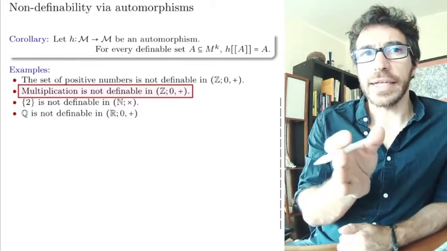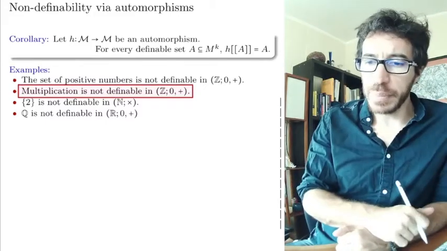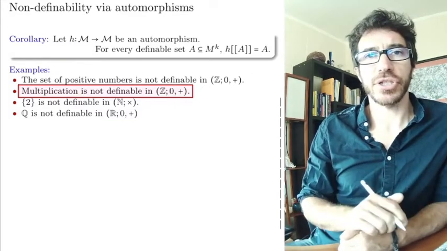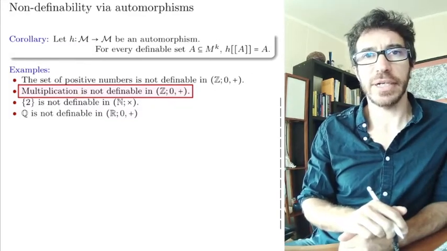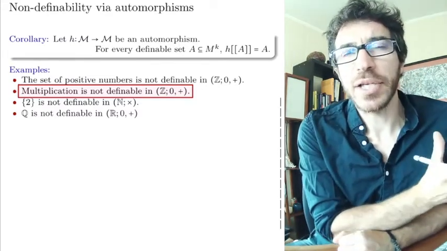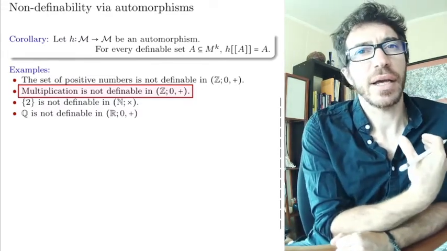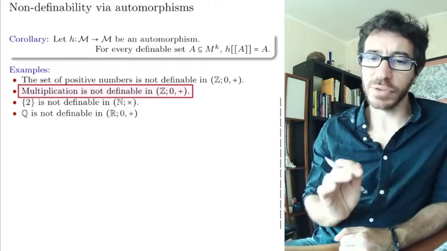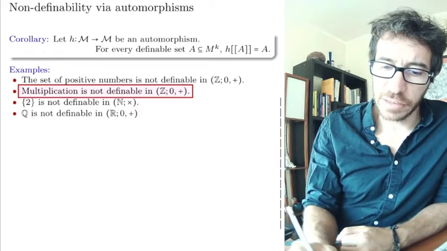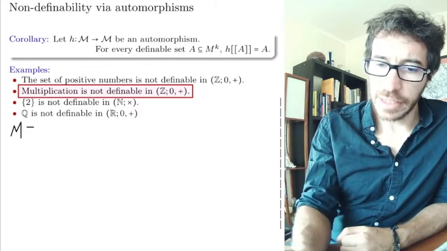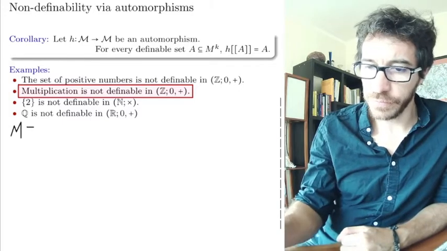How do we show that? Well, if you want to apply the corollary, we need to find an automorphism of the integers which doesn't preserve multiplication. First of all, let's take a step back. What does it mean that multiplication is not definable? We know what it means for a set not to be definable, but this is an operation. So what we have to do here is define a set that corresponds to the graph of multiplication.